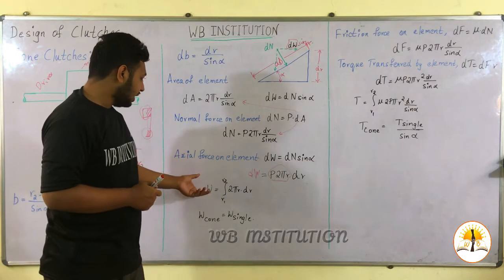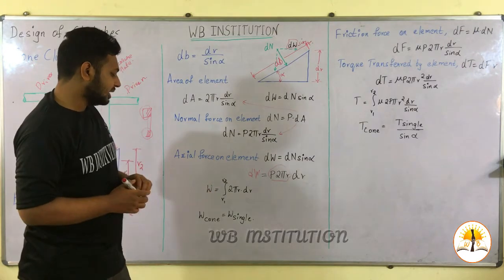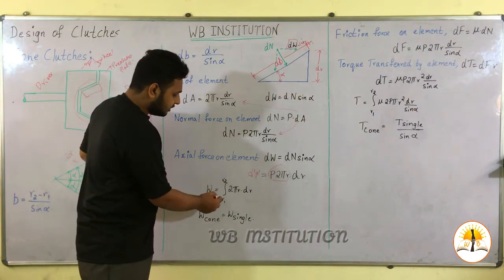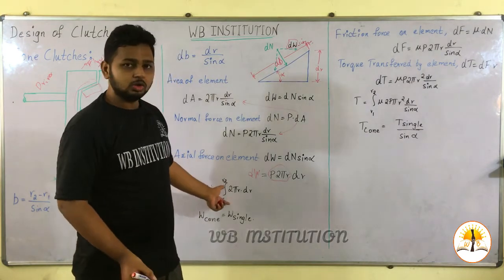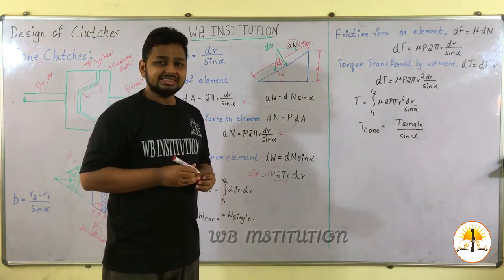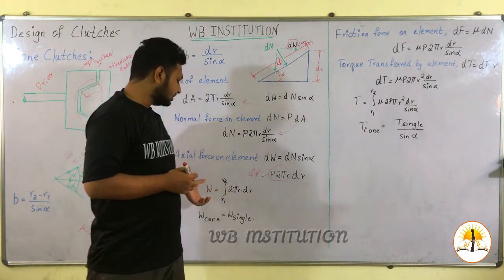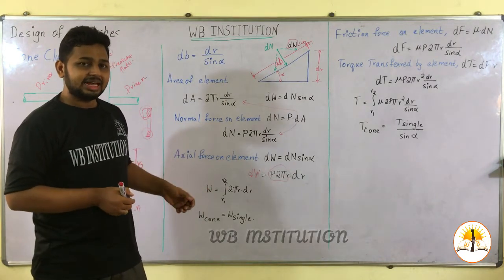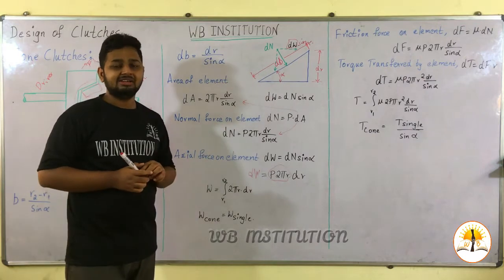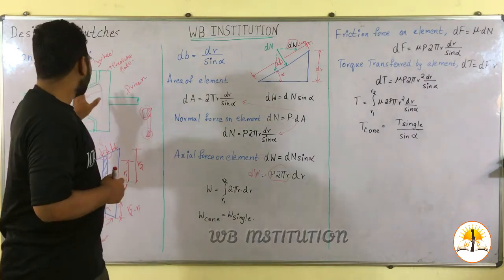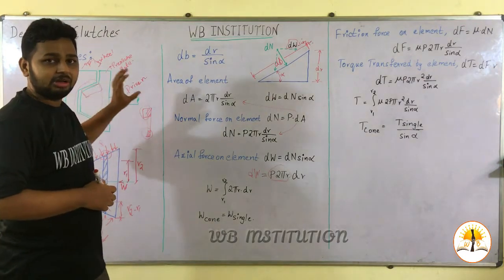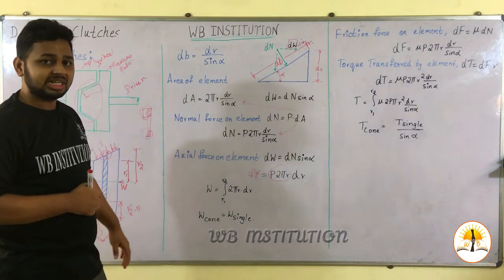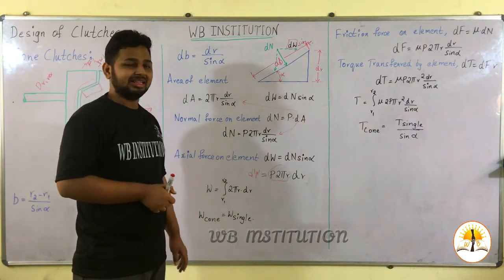So there we get the overall axial load for the element, that is W equal to the integral from r1 to r2 of P 2 pi r dr. This equation is almost the same as for single plate clutches. That's why we can say the amount of axial force required for applying on the conical clutch plate will be equal to the axial force acting on the single plate clutch.